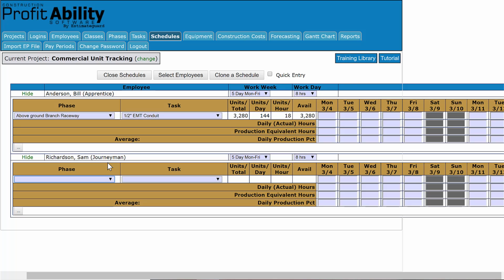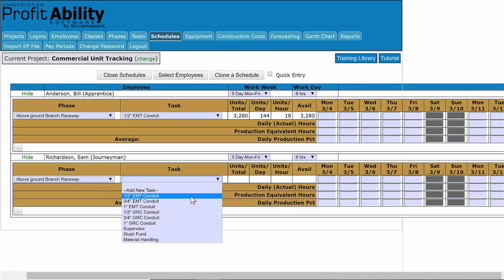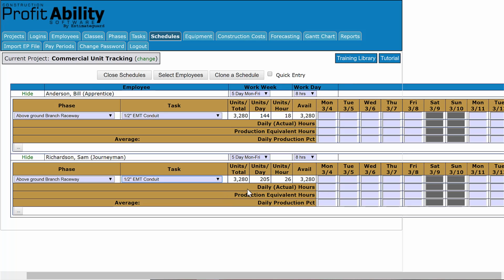And I'll assign the same task to my journeyman down here. Select the phase and the task. This tells me that my journeyman, based on his wage, he needs to install 26 feet of that pipe every hour for a total of 205 feet per day.